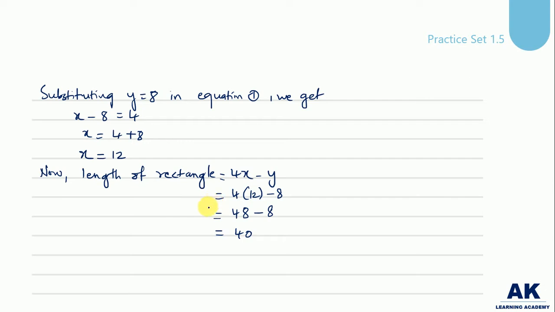In the same way, the breadth of the rectangle is given here, which is equal to 2y. Therefore the breadth of the rectangle is 2 into y. Y is 8, which is equal to 2 into 8, it is 16. So we have the value of length and breadth.